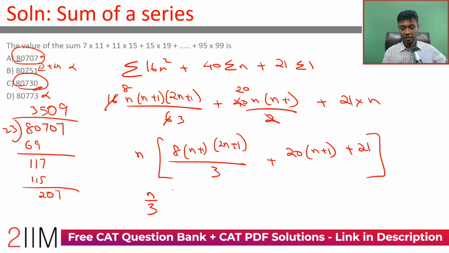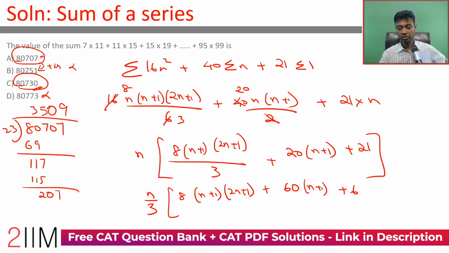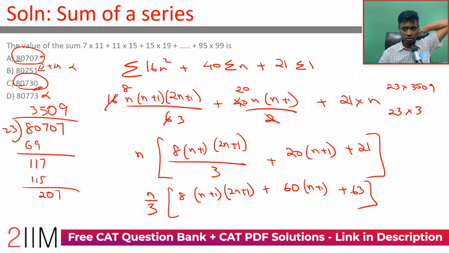N by 3 we take out. We get 8 into n plus 1 into 2n plus 1, plus 60 times n plus 1, plus 63. You have to expand this and find out. I'm just thinking if there is a street smart way of doing this. We have an n by 3 outside. So we're either getting 23 into 3509 or 23 into 3510. These are the only two possibilities we have from the answer choices. I'm just seeing if there is a street smart way of doing this. I'm going to copy this expression and then continue from there.